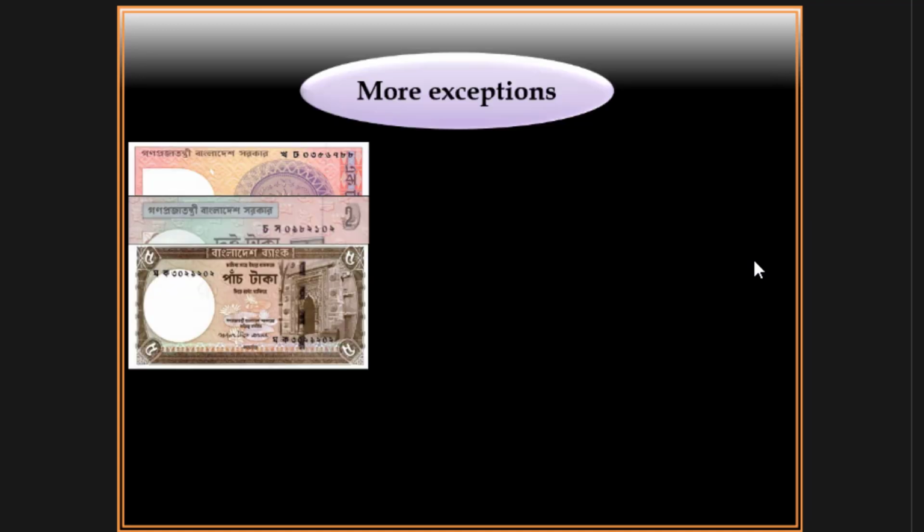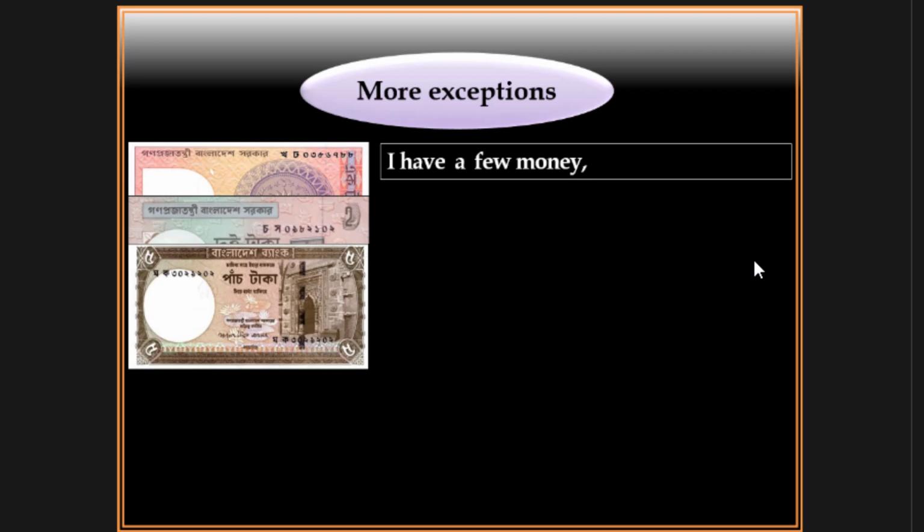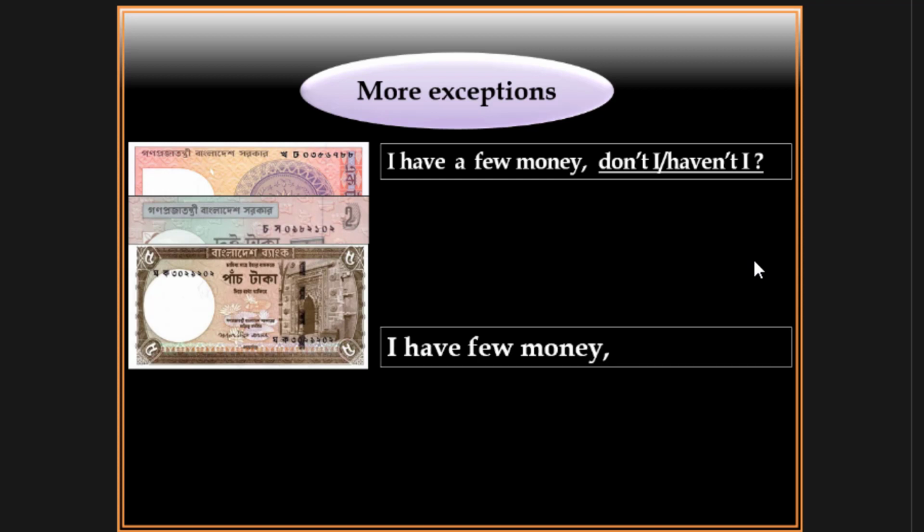Some more exceptions. I have a few money. Here we see a few. If you see the words a few, then you have to keep in your mind that the statement is a positive statement. So the tag question will be don't I or haven't I? I have few money. Here we see the word few. If we see few in the statement, then we have to understand that this is a negative statement. So the tag question will be do I or have I?